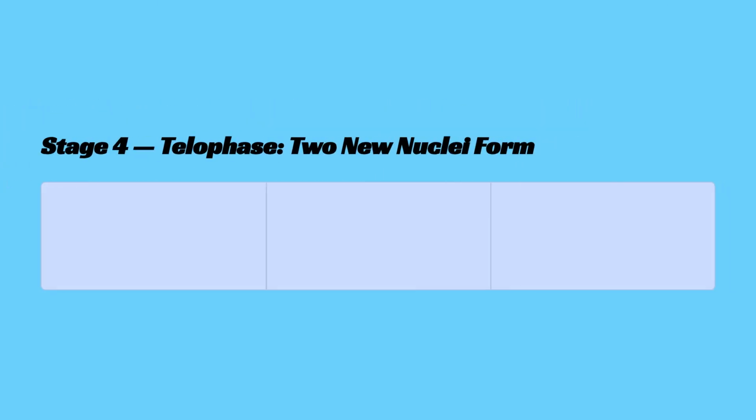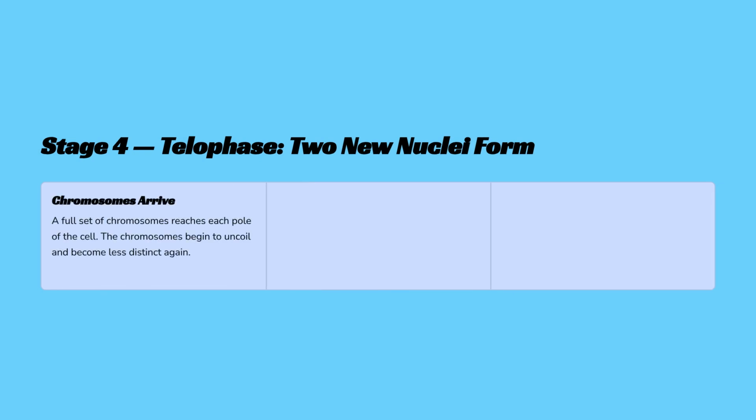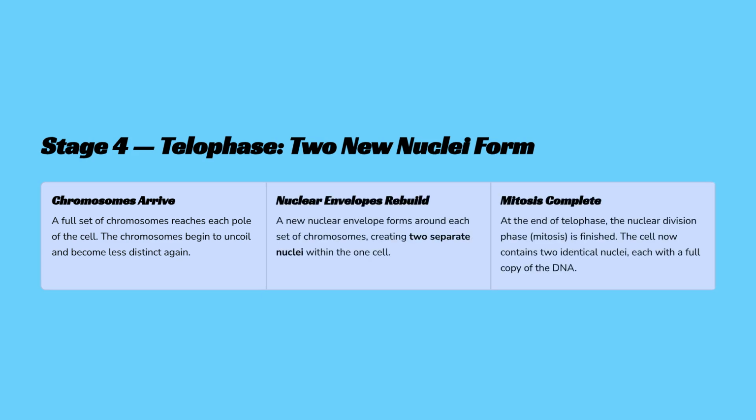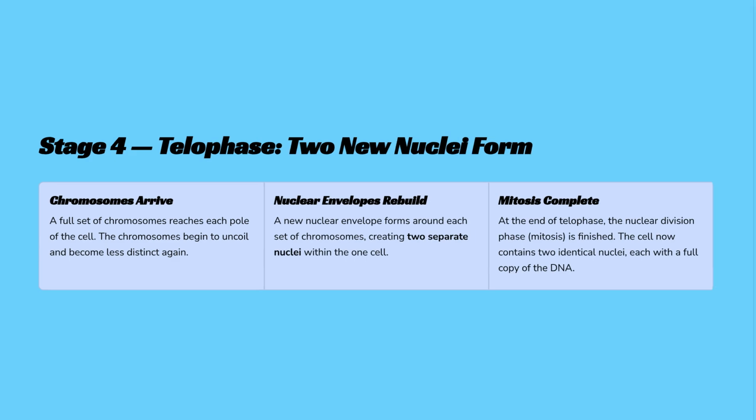Stage 4, telophase, marks the end of nuclear division. A full set of chromosomes arrives at each pole, uncoils, and becomes less distinct. A new nuclear envelope forms around each set, resulting in two separate nuclei within one cell.